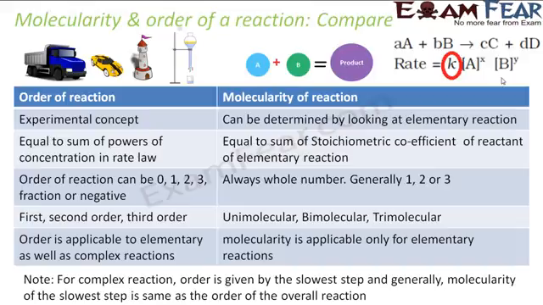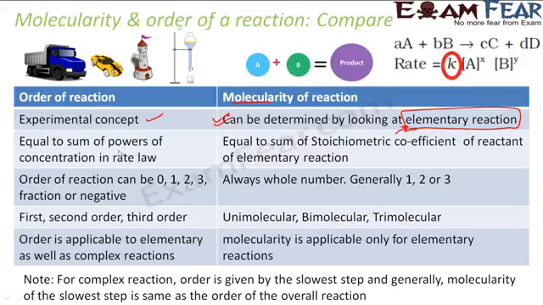Let's compare the molecularity and order of the reaction now, right? When you talk about the order of the reaction, it is the experimental concept. You need to find using experiment. You cannot determine it by just looking at the equation or reaction. Molecularity, yes, we can determine by looking at the elementary reaction. Please note, by just looking at the elementary reaction. Even if it is a complex reaction, you need to find all the elementary reactions. Then we need to find the slowest step elementary reaction, and that gives the molecularity of the reaction.